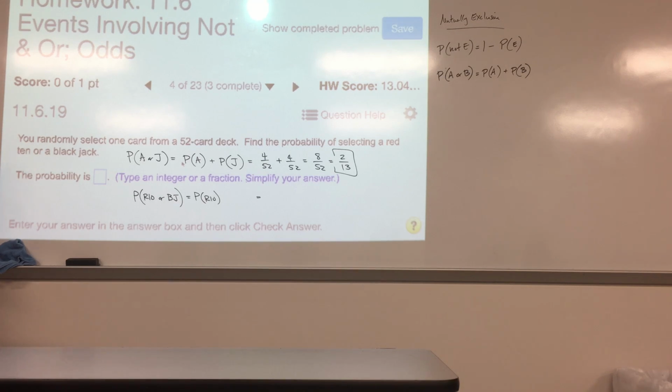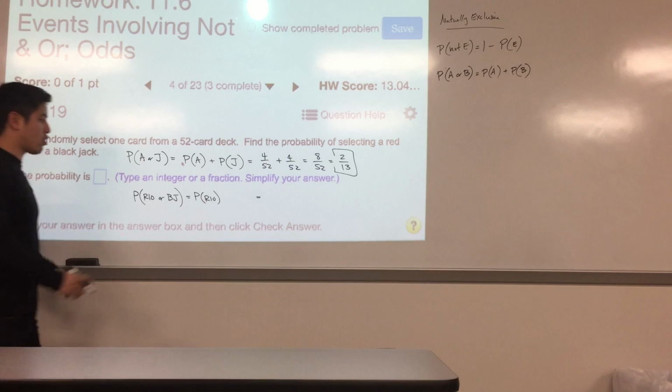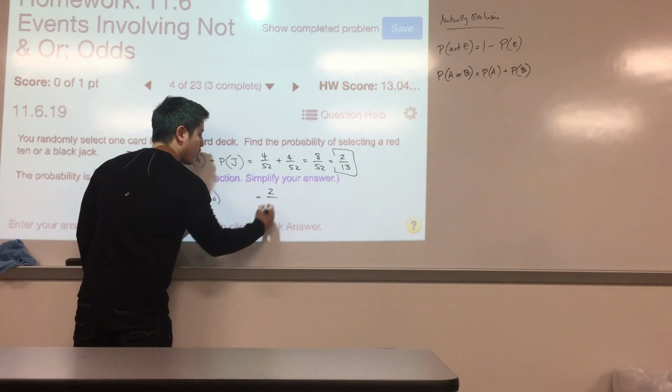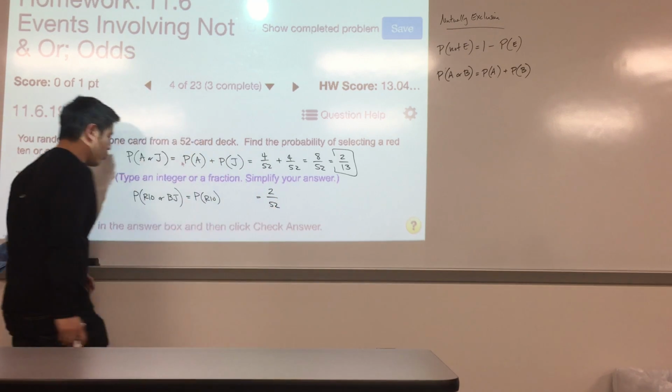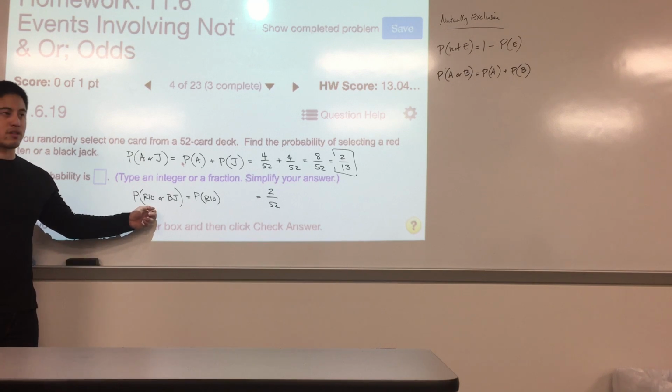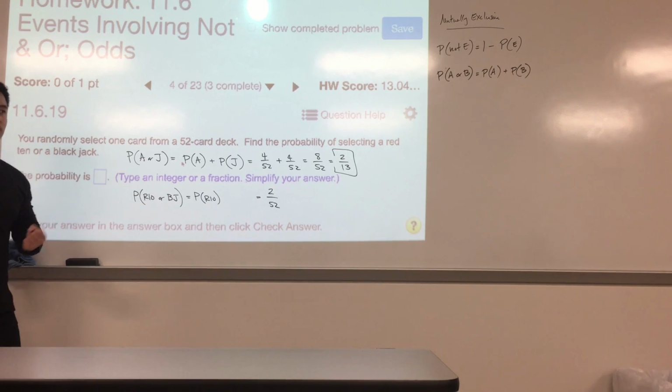How many red 10s are there in a deck? Is it just one? 2. Well, let's see here. So we have diamonds, red; spades, black; hearts, red; clubs, black. So there are actually only 2 suits that are red, right? So that means there are only 2 out of 52. There are only 2 red 10s in a deck of 52, right?